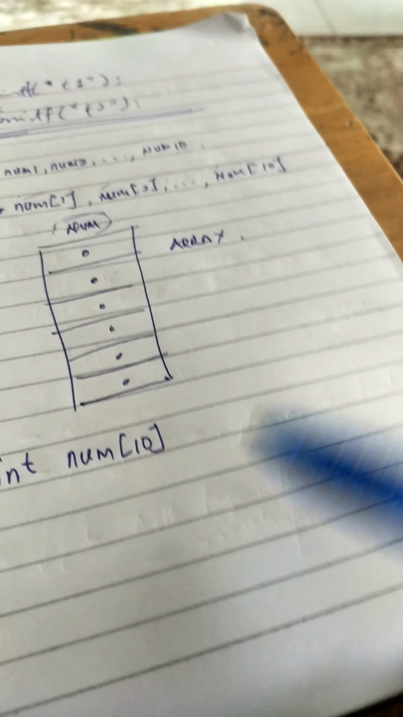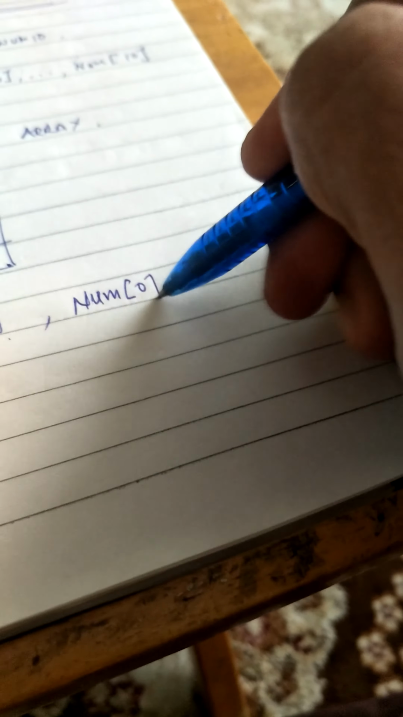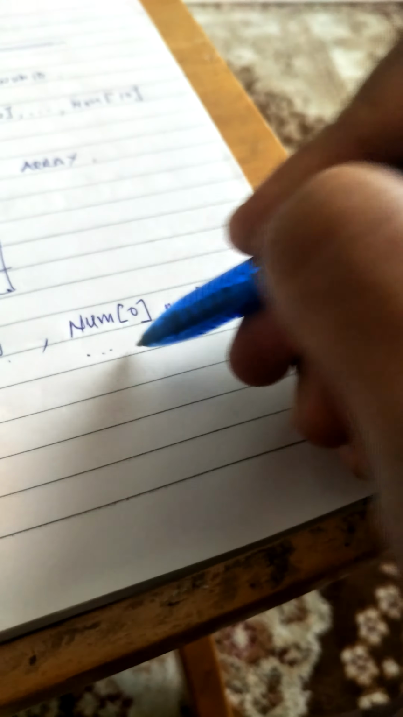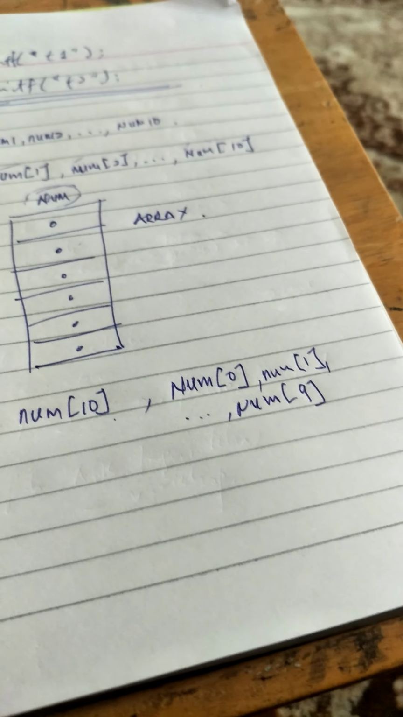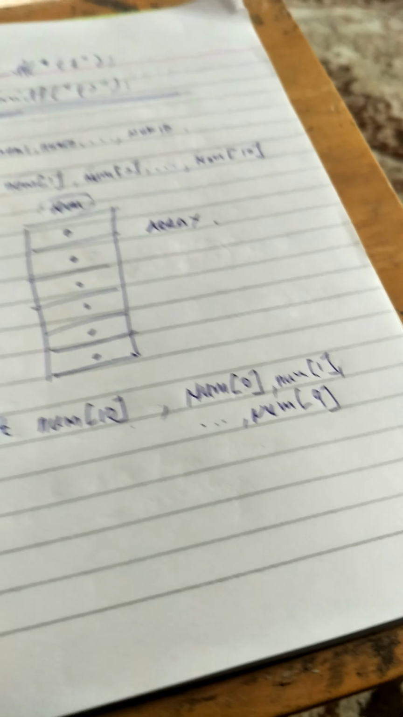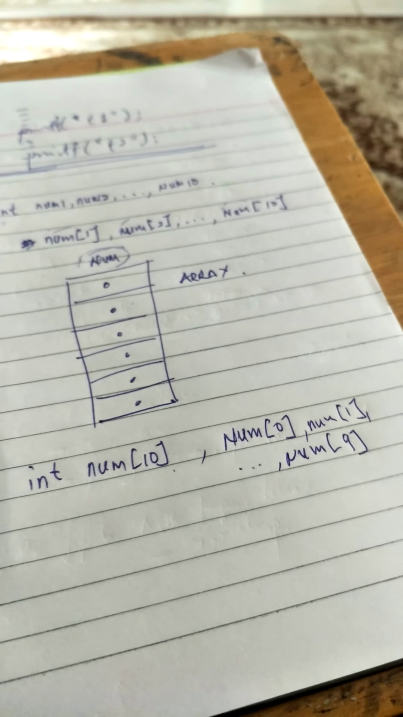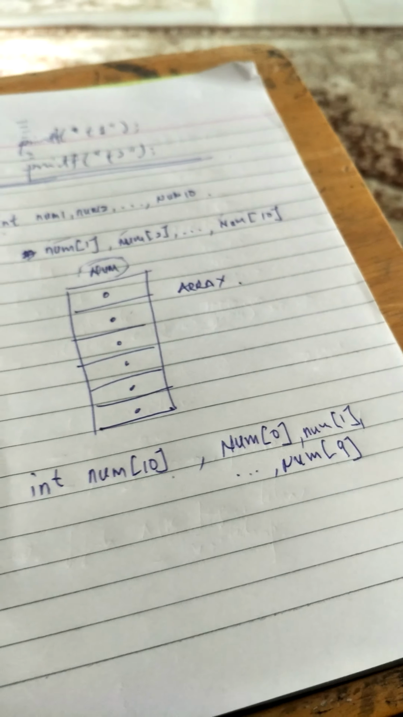Which means that if I declare this num 10, we have the variables from num 0, num 1, up to num 9. So we have 10 variables with the same types. Okay, with the same types. So that's the way we declare the array. How to use it later.